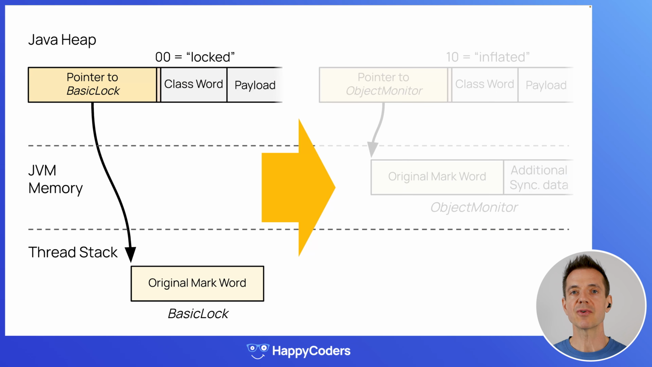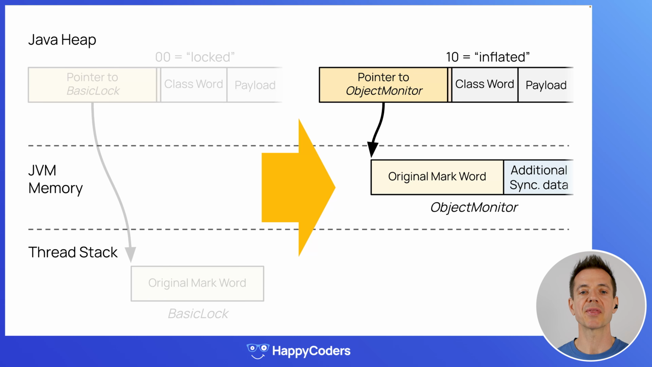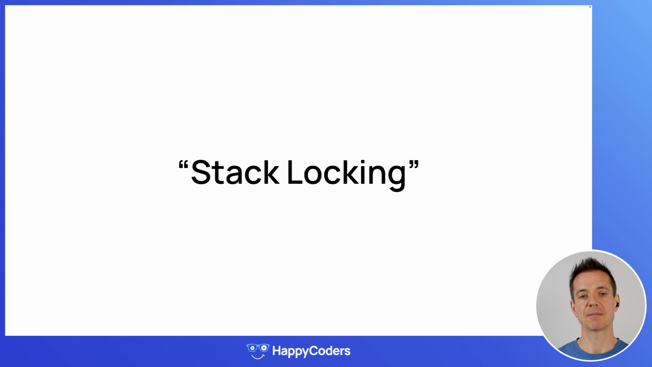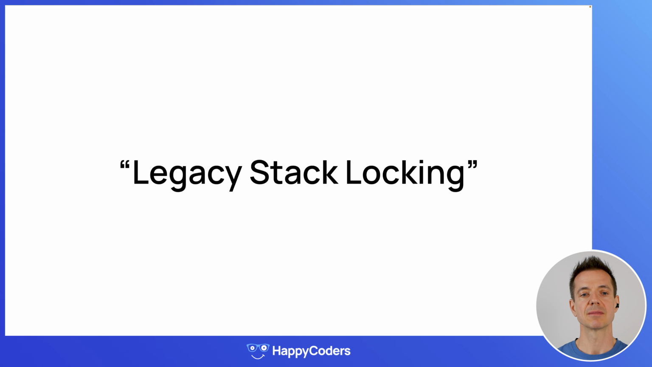This transition from a basic lock on the thread stack to an object monitor on the heap is called lock inflation. And the state represented by the status bits 10 is called inflated. The entire mechanism I just described is called stack locking, or since it was replaced by a newer mechanism in Java 23, legacy stack locking.